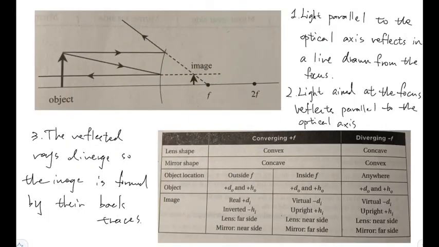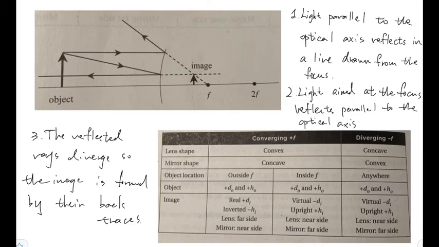Next, for divergent mirrors, the divergent mirror is very similar to the divergent lens. It is convex rather than concave. The ray trace in the figure appears very different, but it uses the same logic as seen earlier. So some tips. First, light parallel to the optical axis reflects along a line drawn from the focus. Two, light aimed at the focus reflects parallel to the optical axis.